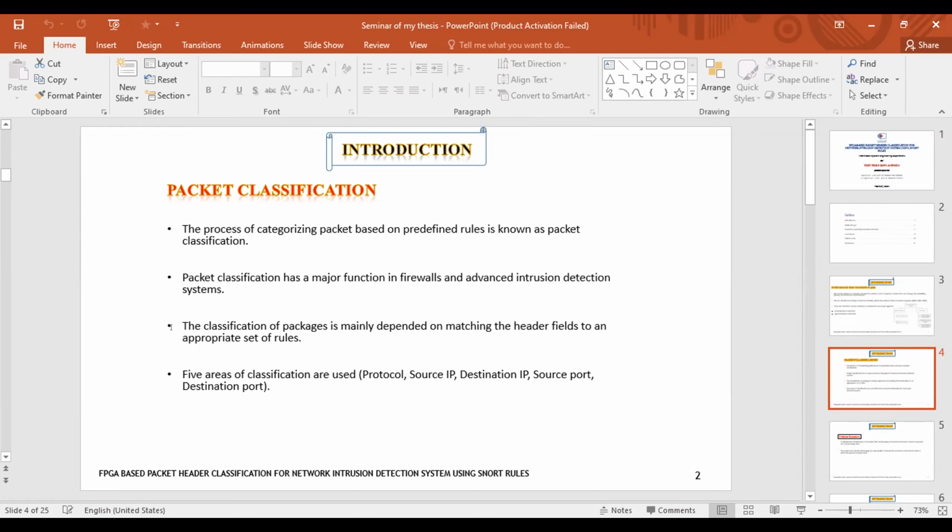Actually, it's a very important point. We will depend only on the header of the packet. We will not use the whole packet. We will ignore the payload. We will focus or concentrate on just the header. The header consists of five fields, which are protocol, source IP, destination IP, source port, and destination port.